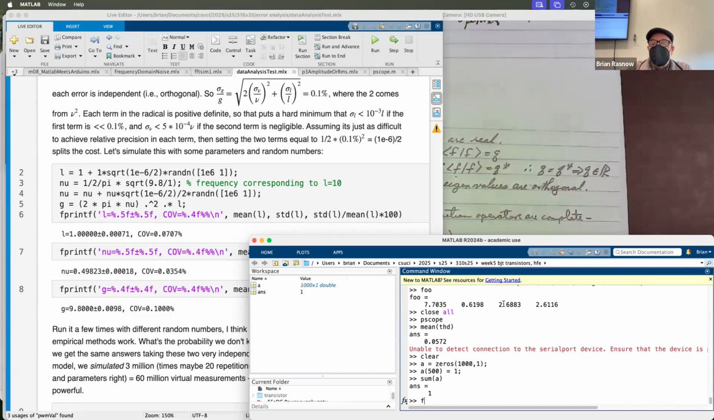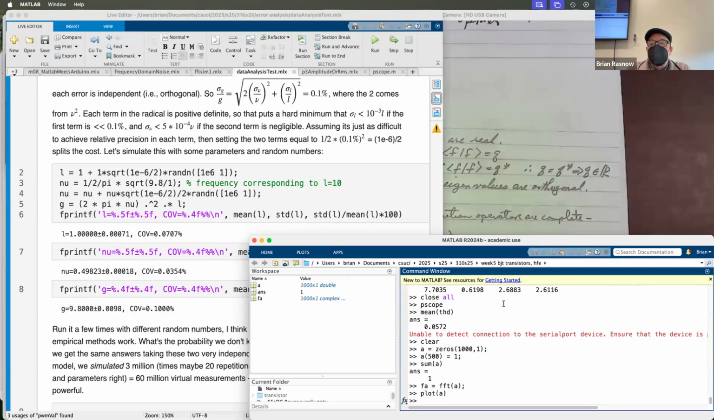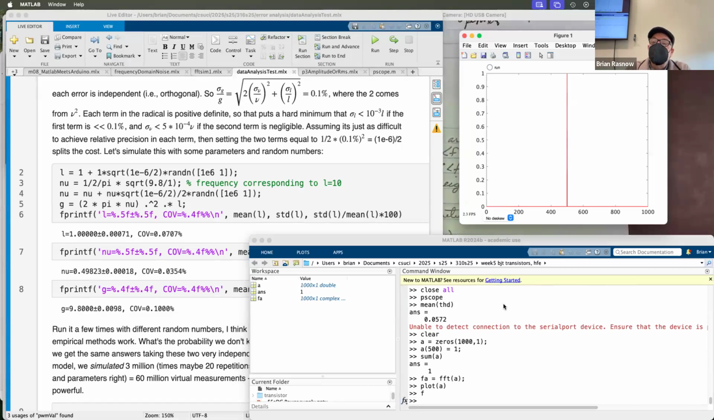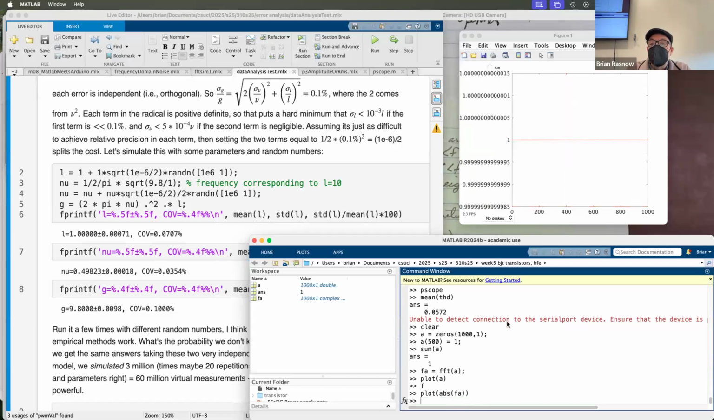Now, my next question is FA is the FFT of A, right? What does FA look like? What's a Fourier transform of a delta function? You ready? Let's plot the absolute value of FA. That's going to be constant. Every frequency equally represented. I mean, really constant.